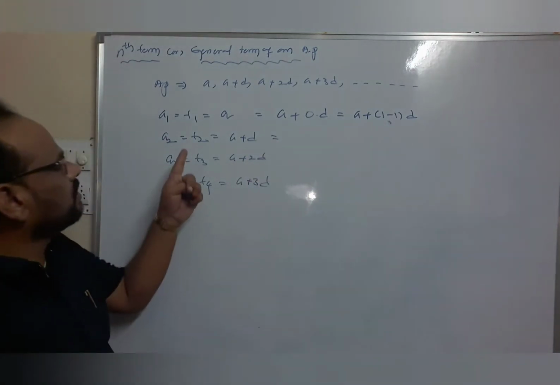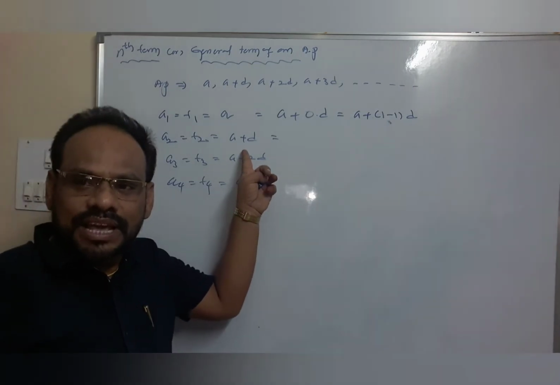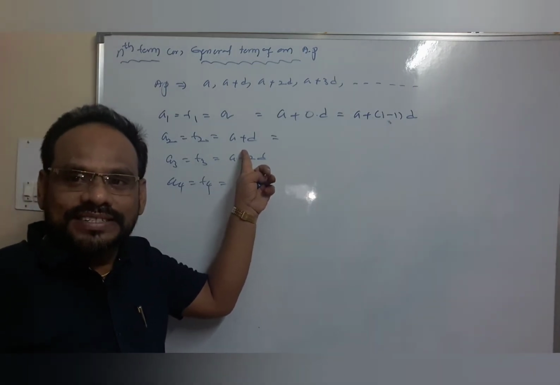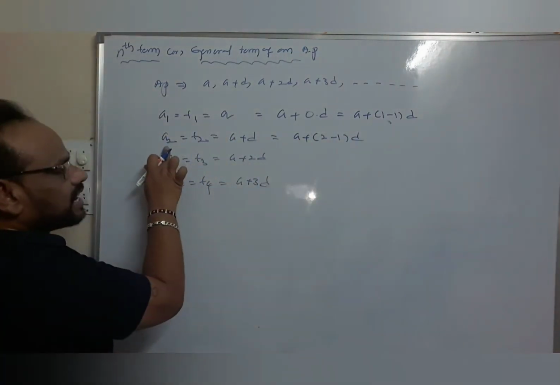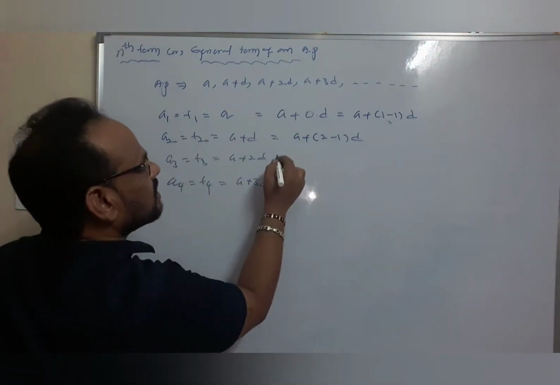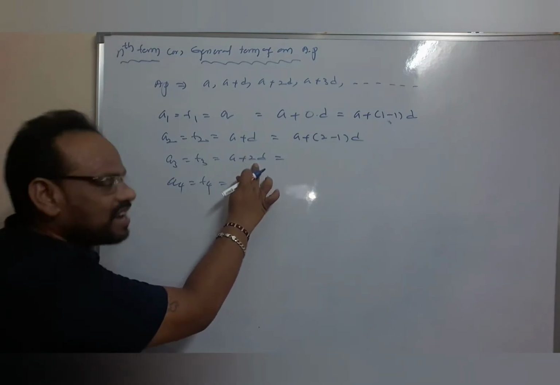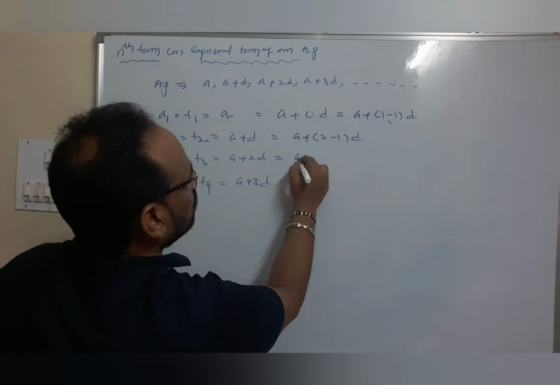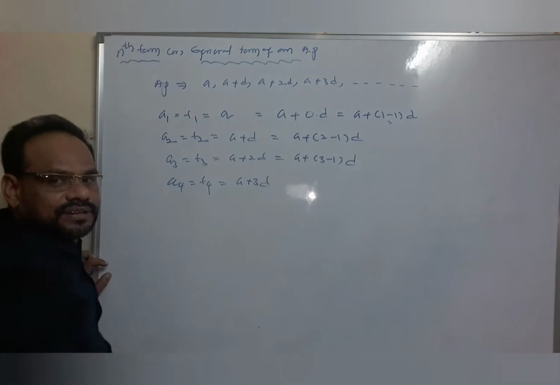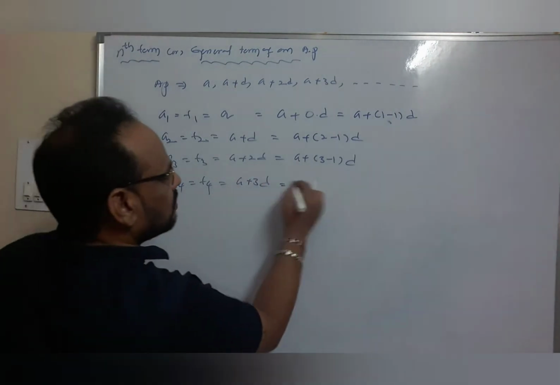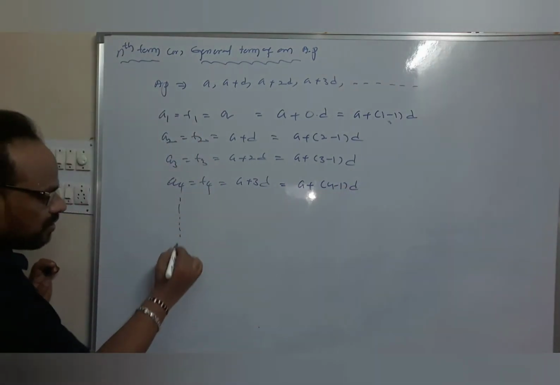Next, second term A2, that means A plus D. A plus D is nothing but A plus 1 into D. For our convenience, 1 can be written as 2 minus 1, so A plus 2 minus 1 into D is the second term. Third term A3 is A plus 2D, and 2 can be written as 3 minus 1, so A plus 3 minus 1 into D. We use the position of the term here. Next, A4, 3 can be written as A plus 4 minus 1 into D, and so on.